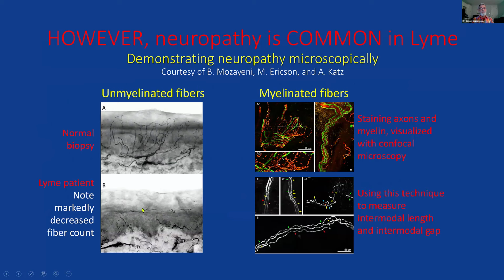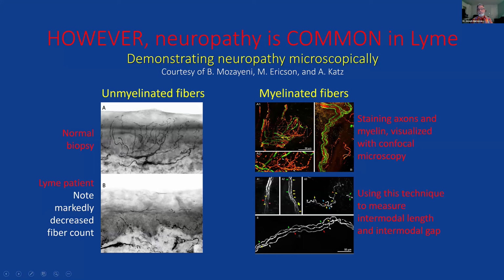Dr. Amy Katz went one step further with the help of Dr. Mozignani and Dr. Erickson, and they developed a stain for myelin and axons and a special kind of microscopy called confocal microscopy, where they're able to demonstrate, both in color and by actual measurements of the nodes of Ranvier and internodal length, that people with Lyme disease do in fact get neuropathy and myelopathy, and these can be seen in patients who have a completely normal electrodiagnostic exam.